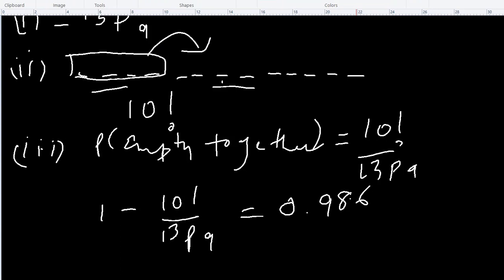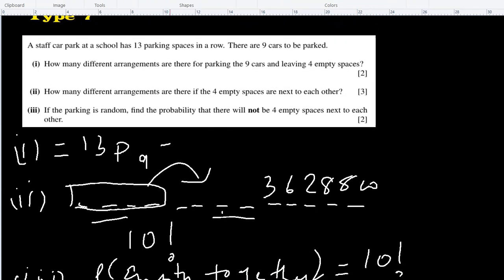Okay, the second one was 3628800 and the first one 13P9 was 259,459,200.